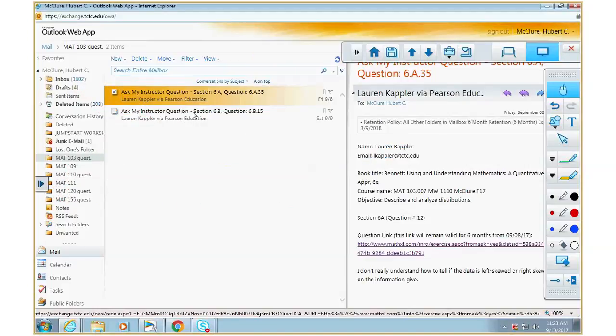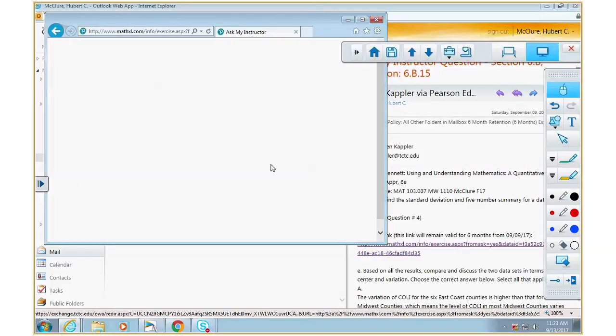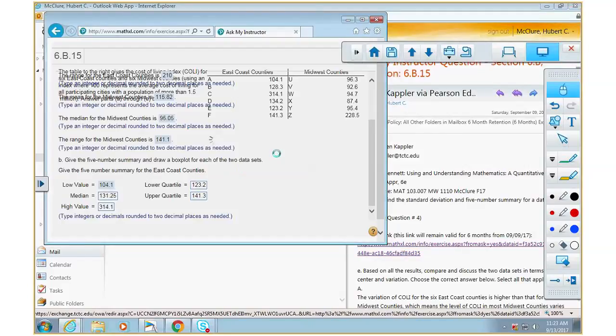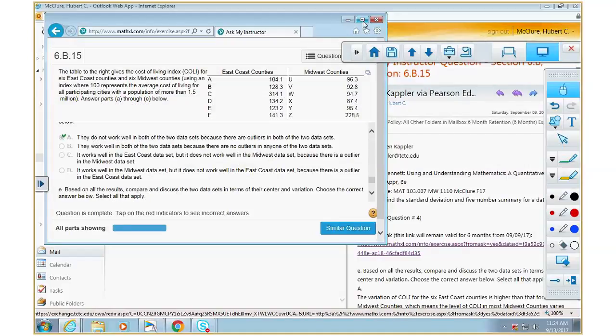All right, let's see what this one says. 6B, 15 in the book, number 4 online. So if you got your homework, look at number 4. It's probably the one with 2 types of, yep, that's what it is. And I think we did this one the other day, did we not? So let's go over it again.